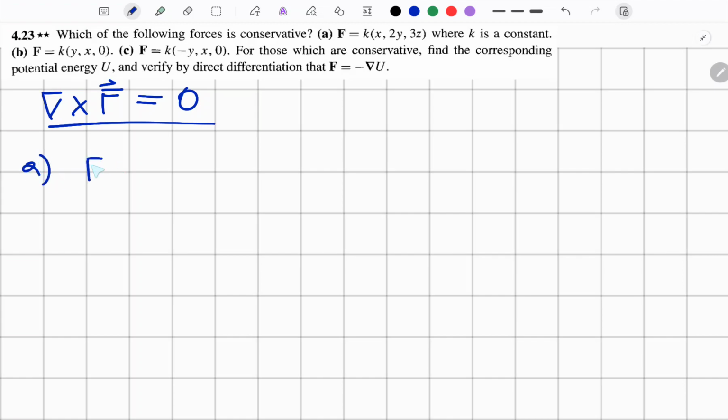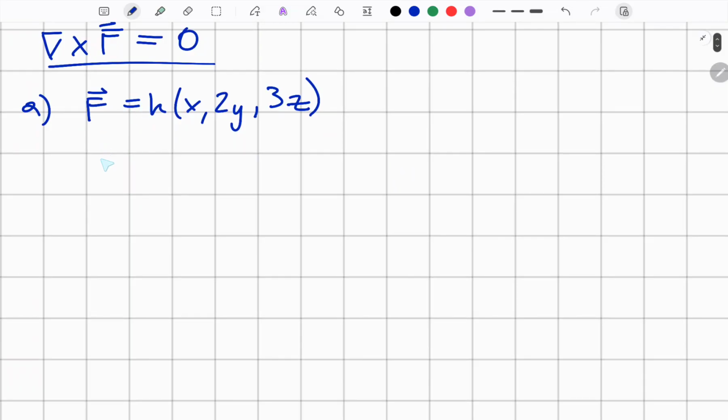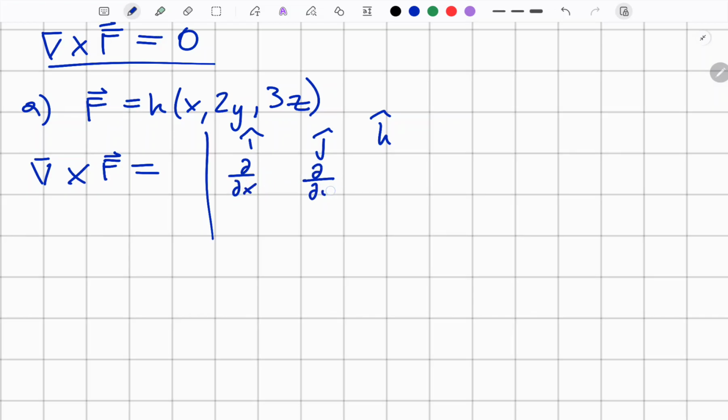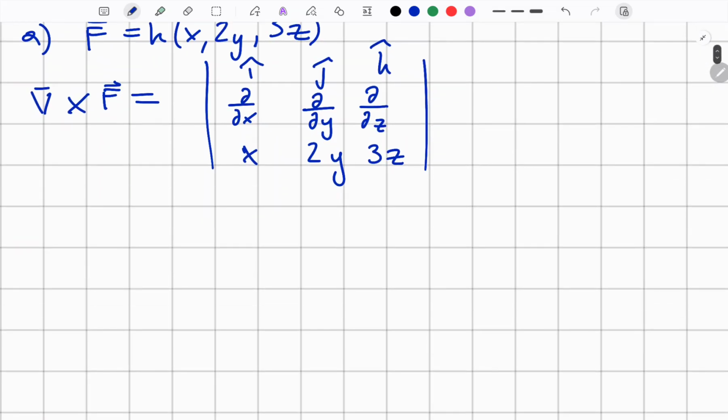So let's just start with our first force. Kx, 2y, 3z. So if we take this cross product, we're going to use this determinant to take the cross product.